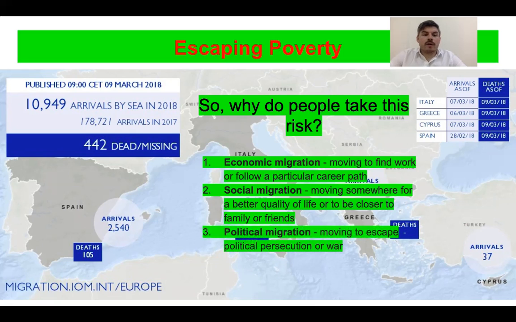Political migration. This is probably the one you see in the news the most. This is moving due to political persecution or war. So if it's not safe for you where you live, it's a case of maybe dying in your country or taking a risk to move somewhere else.